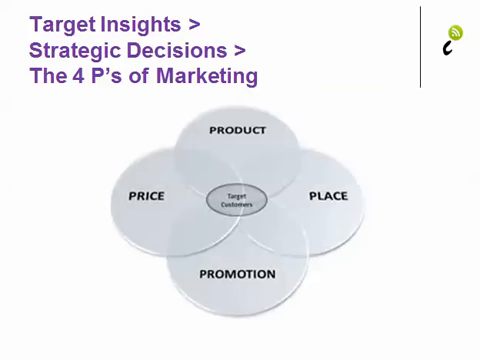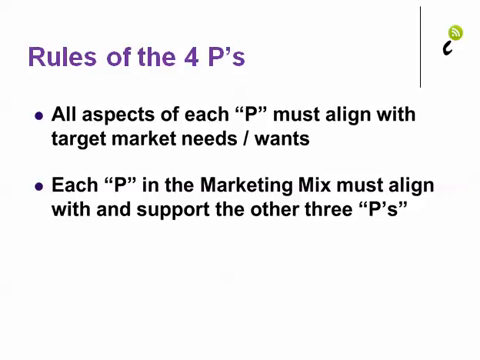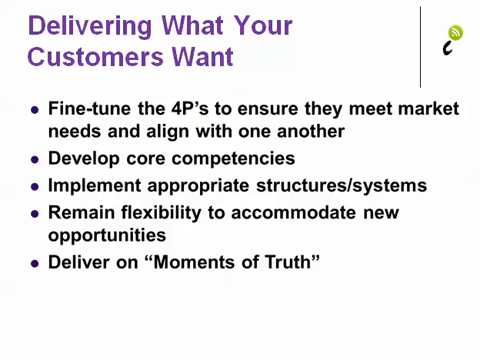So again, without going into any great depth, those are the two key strategies that I call rules. They're the two rules of the 4 Ps. Each aspect of each P must align with the target market. Each P must align with the other elements of the marketing mix. You'd be surprised, by the way, how many big companies make a mistake in that realm.